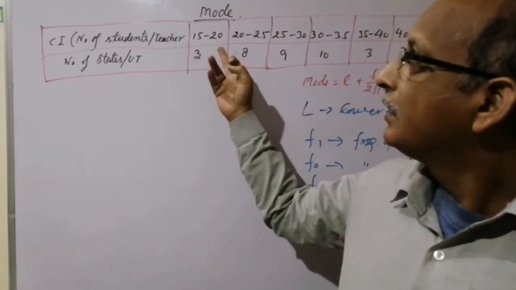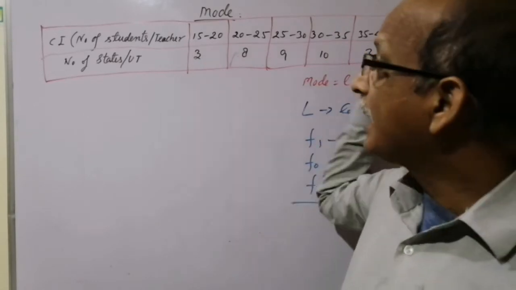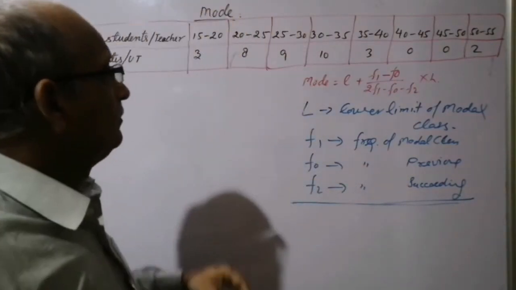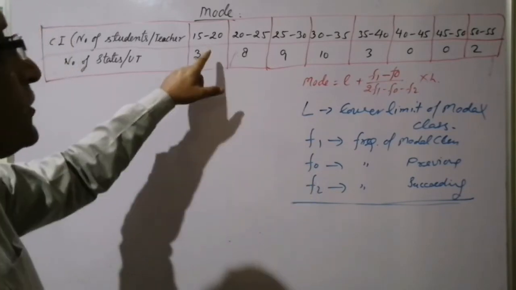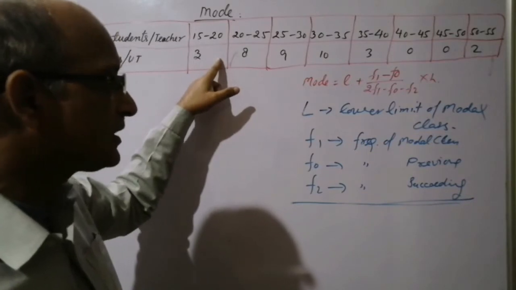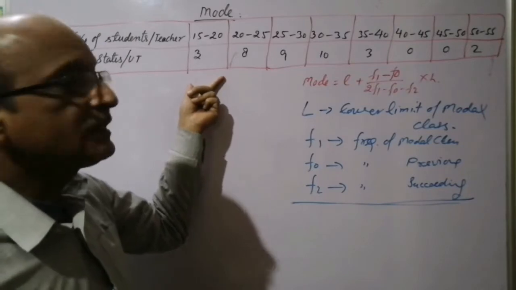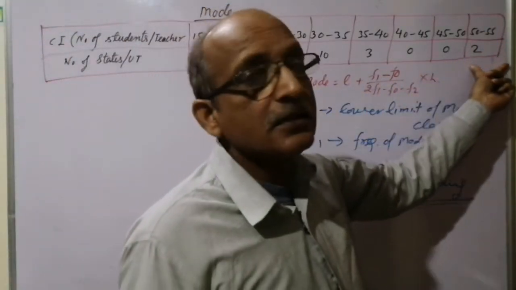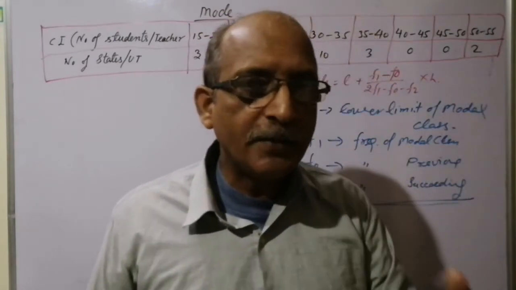that if the first class is the modal class or the last class is the modal class, then what to do? The problem comes because we need F1, F0, F2 also. F0 means the frequency of the preceding class. F2 is the frequency of the succeeding class. Here there is no preceding class, as well as no succeeding class. So what will happen? I would like to help you with an example.